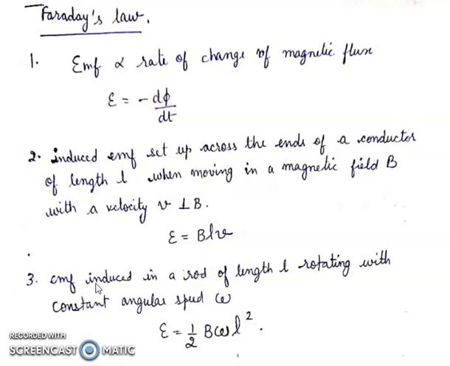Third, EMF induced in a rod of length L rotating with constant angular speed omega. EMF is equal to 1 by 2 B omega L square.